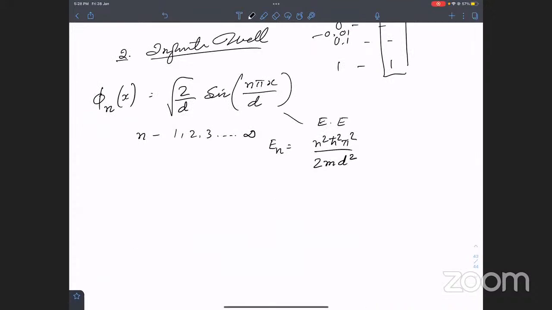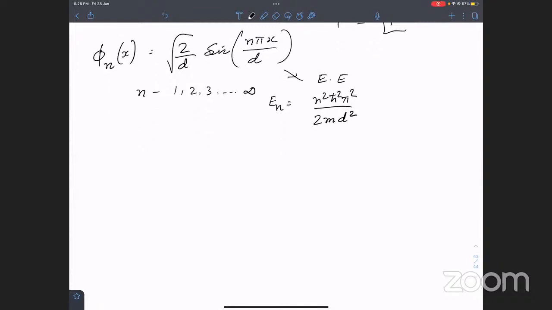md squared. Okay, so these are the energy eigenstates. Now I can ask you what is the dispersion diagram for this particular solution, right? So let's do that first. So I'll do the dispersion diagram. What is the possible value for k?